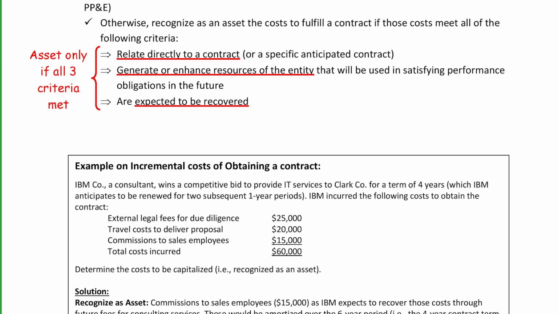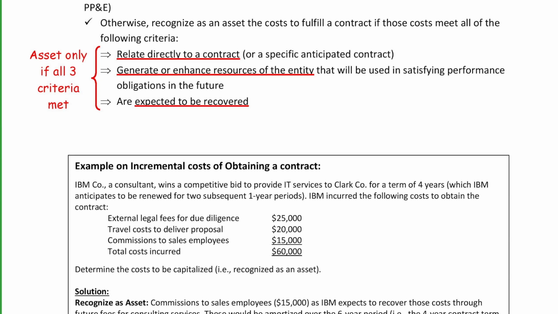So the example that we have on this page is about incremental costs of obtaining a contract. So IBM, that's a consultant, wins a competitive bid to provide IT services to Clark for a term of 4 years, which IBM anticipates to be renewed for 2 subsequent 1-year periods. So basically 4 years initial term plus expected renewal for another 2 years, total of 6 years that we're talking about.